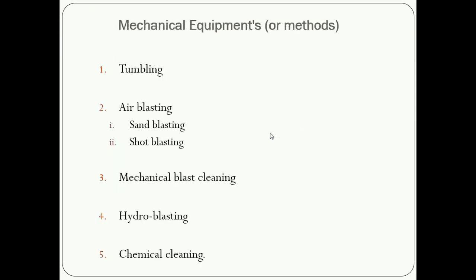Next one is the mechanical methods. These are tumbling or rumbling. Tumbling is also called rumbling. Air blasting, in that two methods: sand blasting, shot blasting. Next one is mechanical blast cleaning, also named as a vibrator system. Fourth one hydroblasting, and last one is the chemical cleaning. One by one we will see.